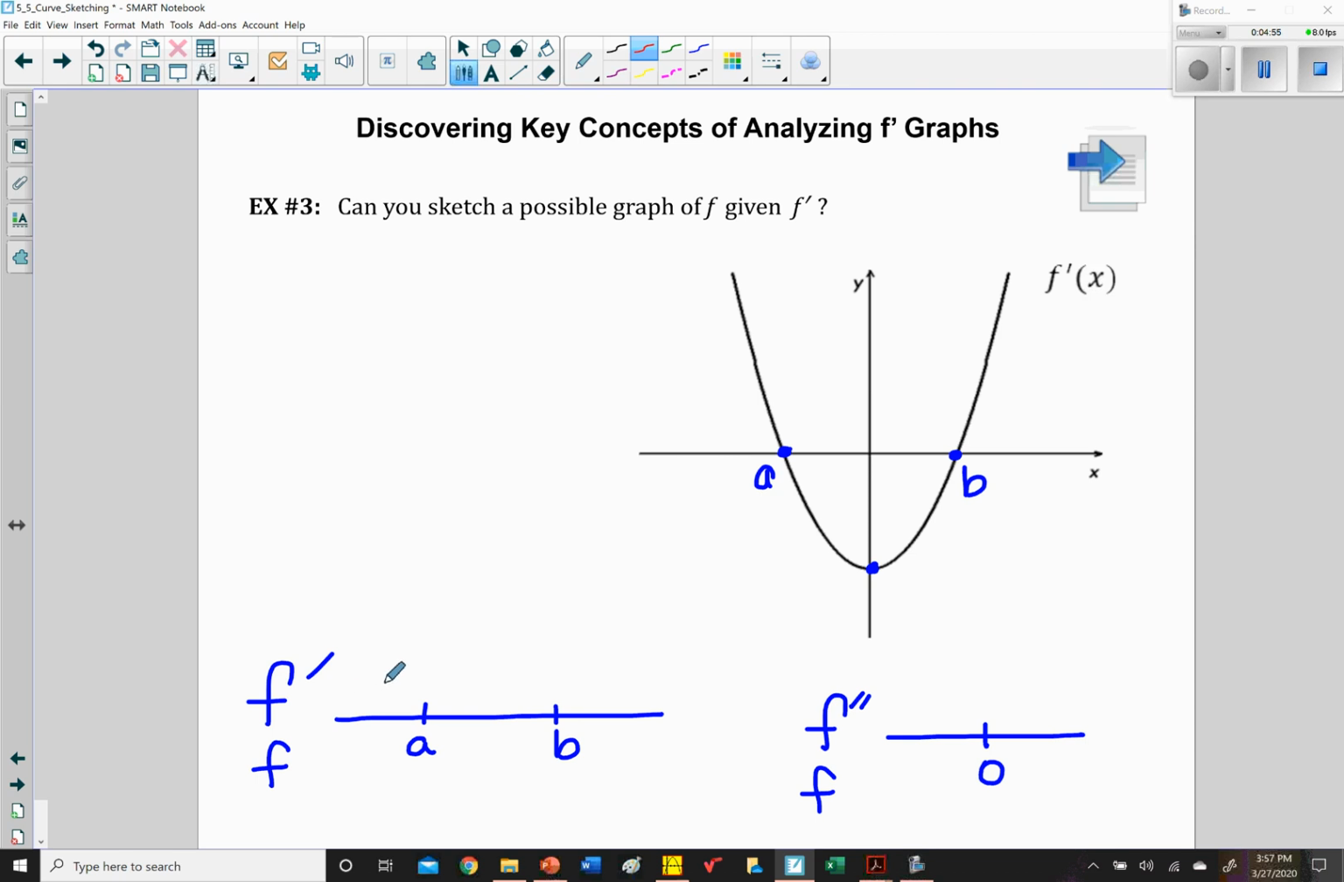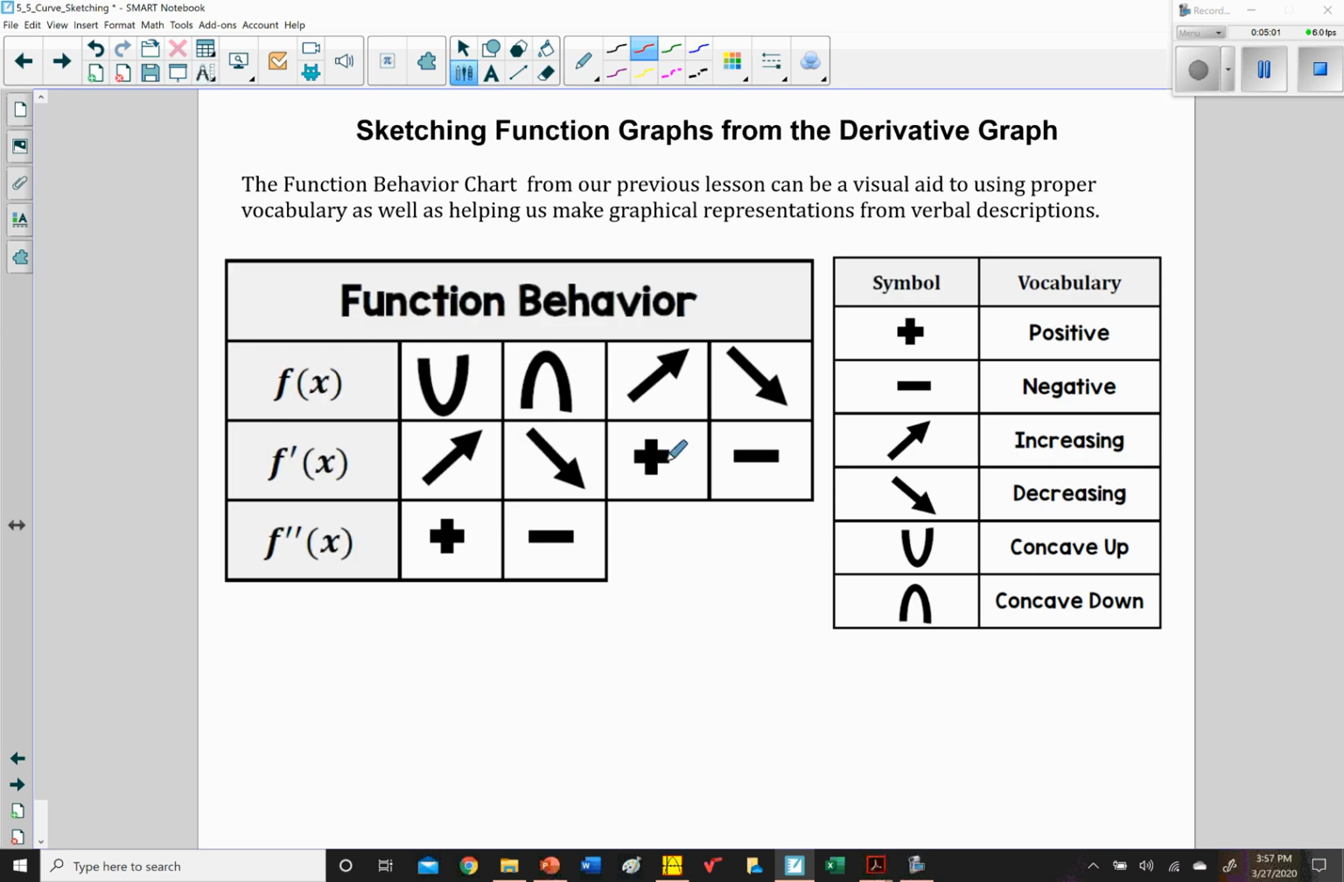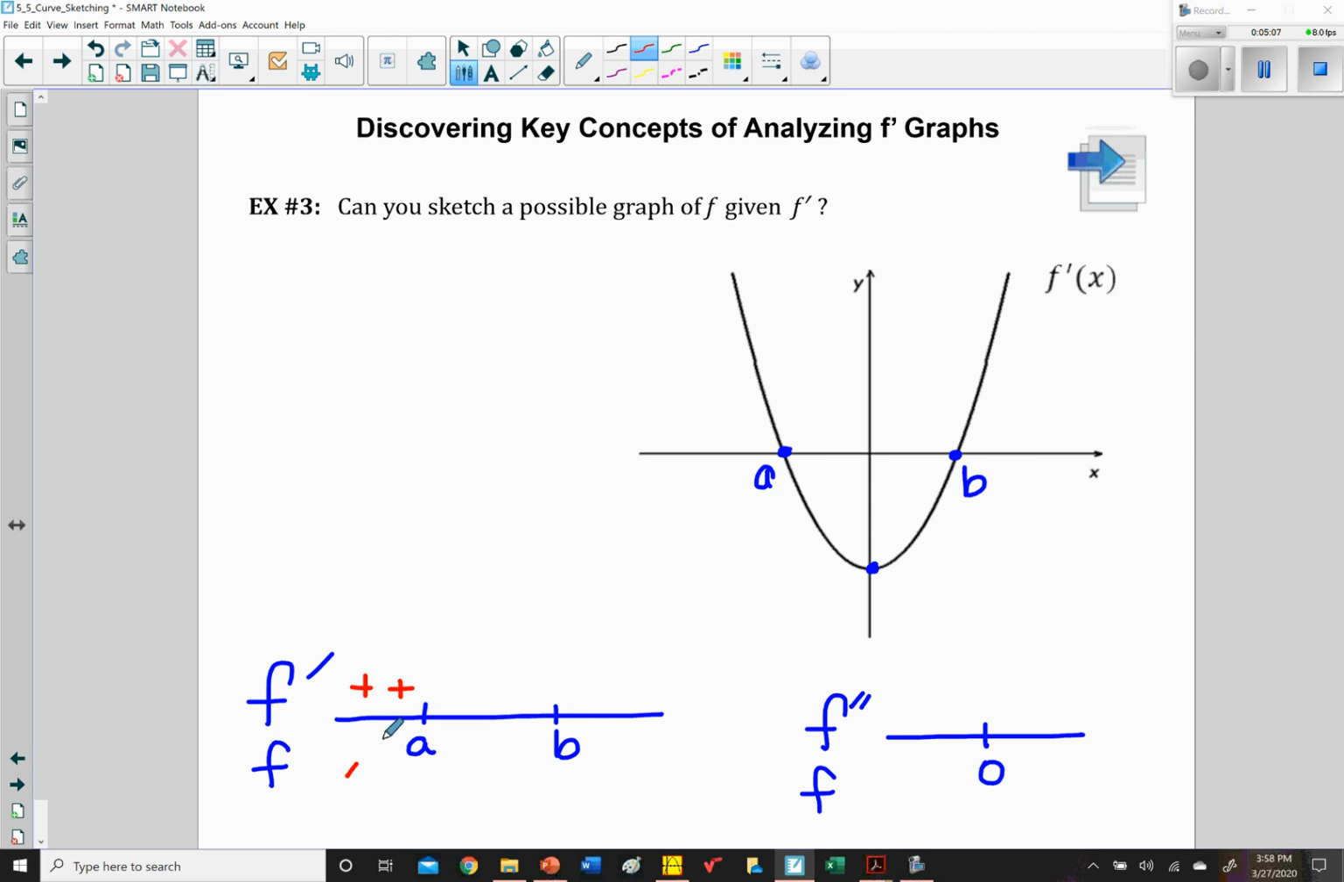You could write that the derivative is positive, so the function is increasing. The function increases. Then the derivative is negative in between a and b because the derivative is below the x-axis. The function decreases, making the point a maximum right there. So I've got a zero derivative here and a zero derivative here. And then after b, the derivative is above the x-axis, so the function's increasing, making b a minimum.